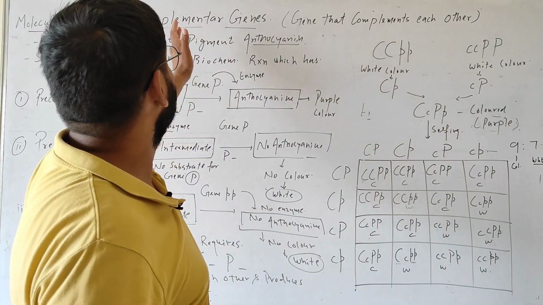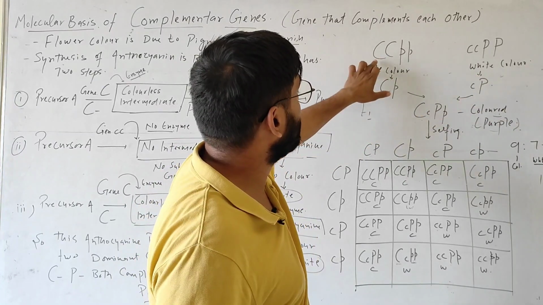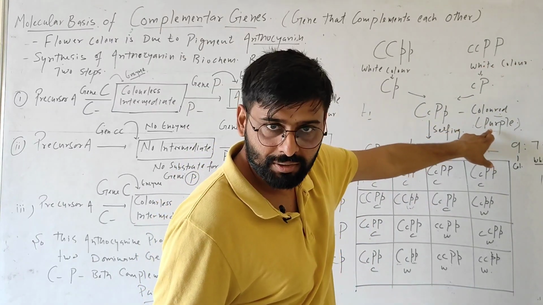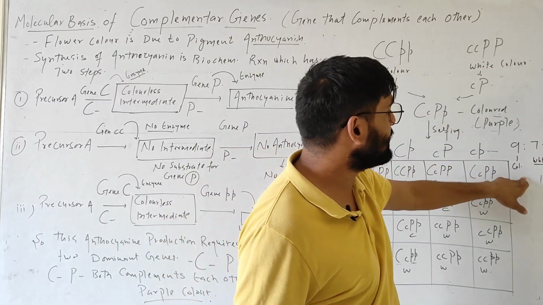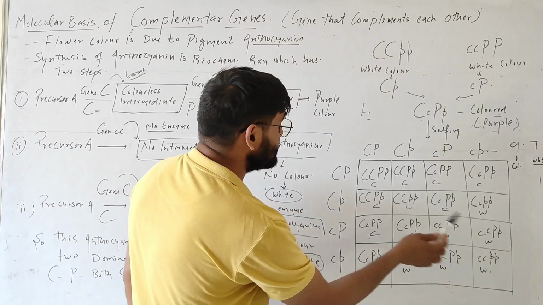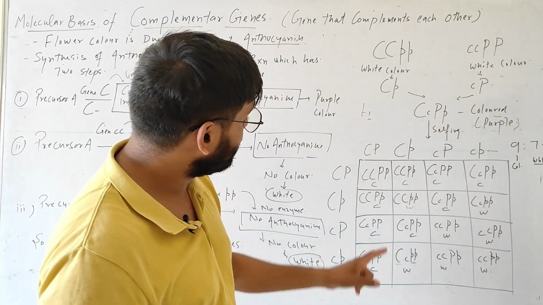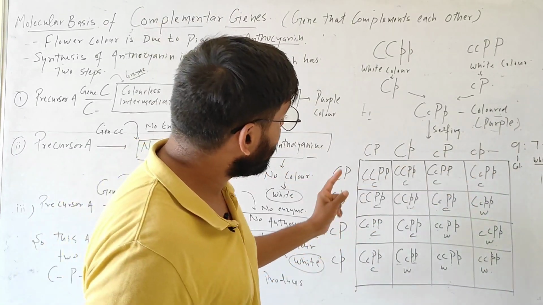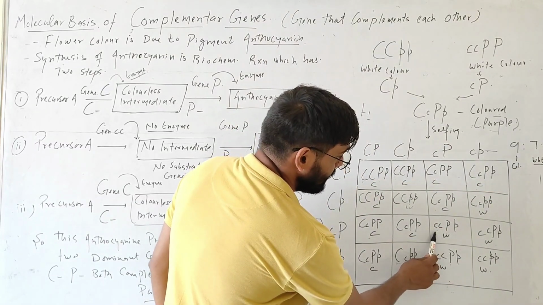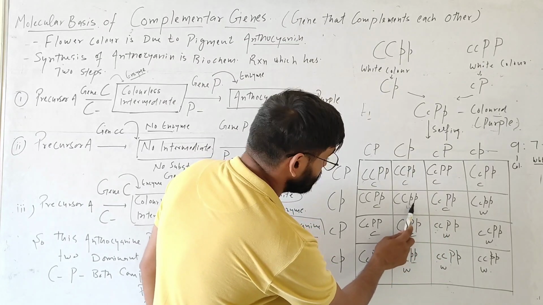We know that in the case of complementary genes, when we cross white-flowered sweet pea with white-flowered sweet pea, having genotypes capital C, small p, small p, small c, capital P, we get purple flowers. But when we self them, we get a 9:7 ratio: 9 are purple colored and 7 are white. You can see that when both genes, capital C and capital P, are present together, the color is purple. But when any of them is absent, the color is white. In this case, it is white because capital C is absent. Here, capital P is absent, so the color is white.